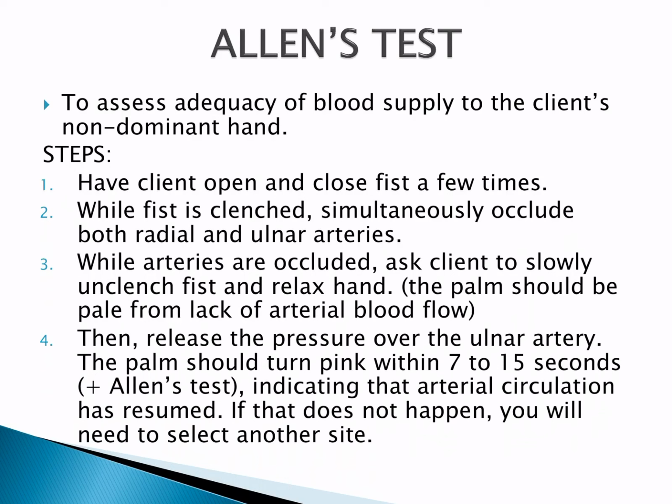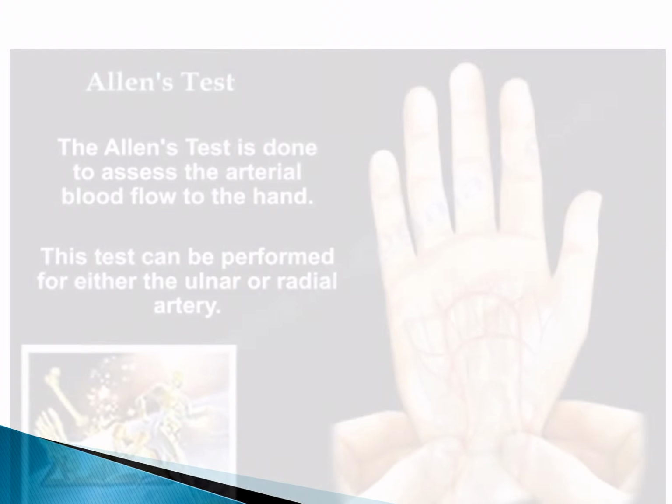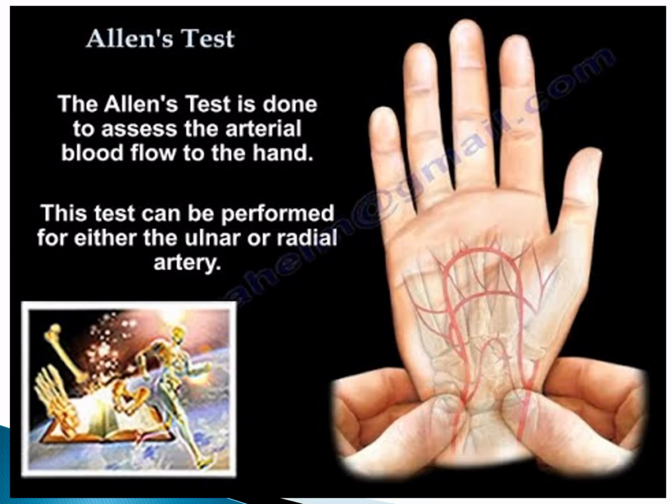If that does not happen, you will need to select another site. Meaning, if it is not positive for Allen's test, you have to look for another artery or arterial site for your ABG extraction. So this is how you perform your Allen's test. The test is done to assess the arterial blood flow to the hand. This test can be performed for either the ulnar or radial artery, so you have to occlude both the ulnar and the radial artery.